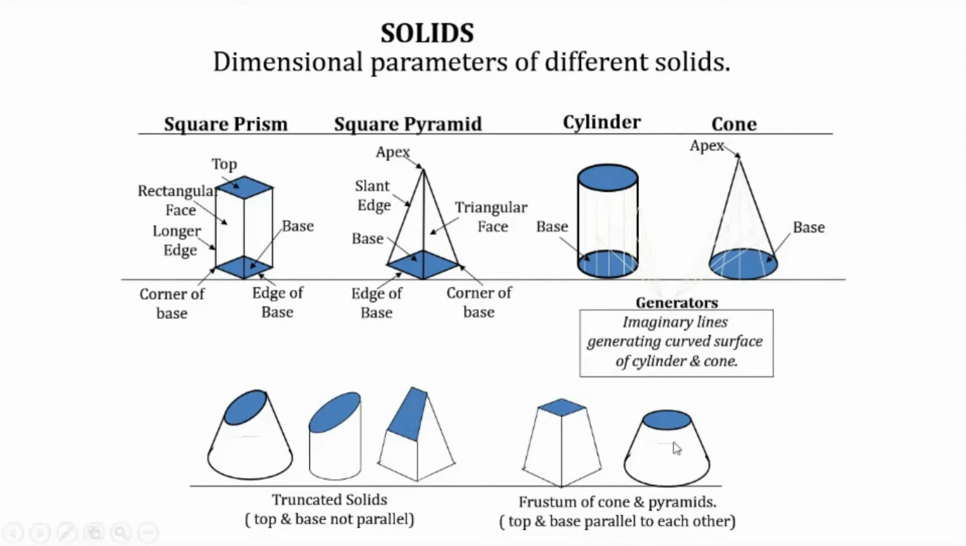So this is the frustum of a cone, and whatever part is removed constitutes a smaller cone. And in the case of a pyramid, whatever is removed from this particular pyramid is also a smaller pyramid. So that is the frustum.